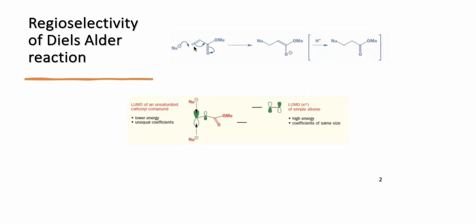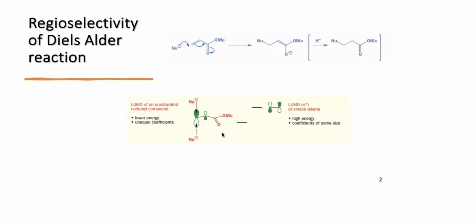Why is this fourth position reacting rather than the 1,2 position? This is because of the presence of the carbonyl group. The energy of this LUMO is lower, and the orbital contribution at this 1,4 position is greater. So the nucleophile will approach and react with this p orbital at this position.